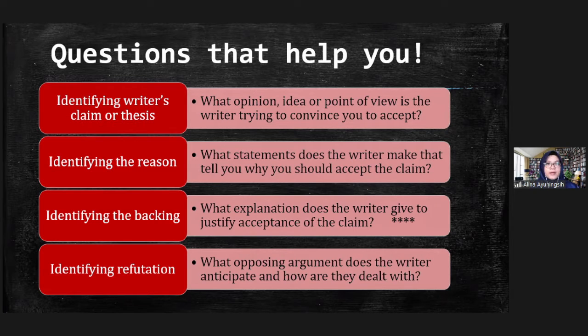And for the backing itself, backing is a backing argument. We call it a backing argument. It's like supporting. So we need something to explain our topic sentence. Then here is the question: what explanation does the writer give to justify acceptance of the claim?